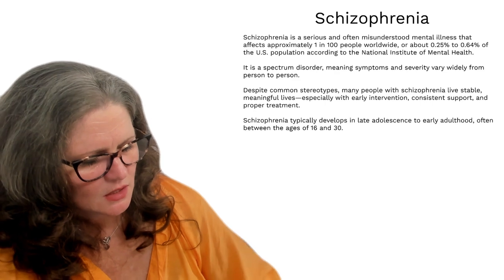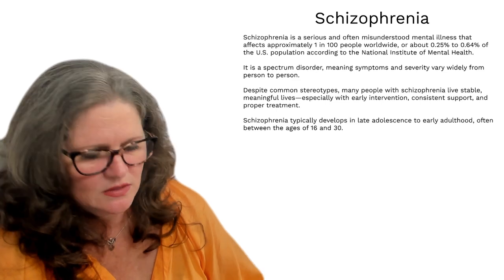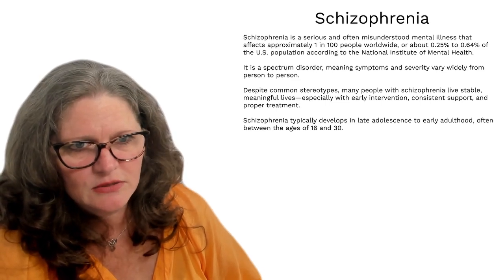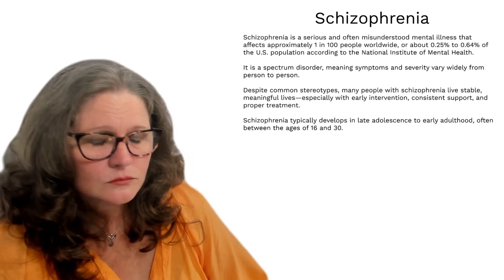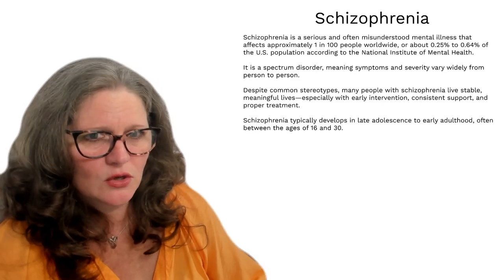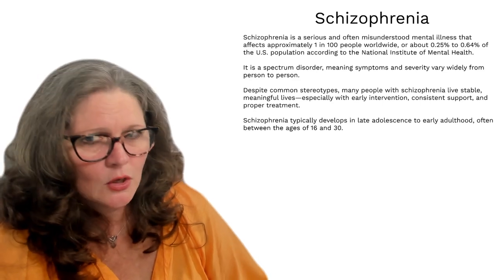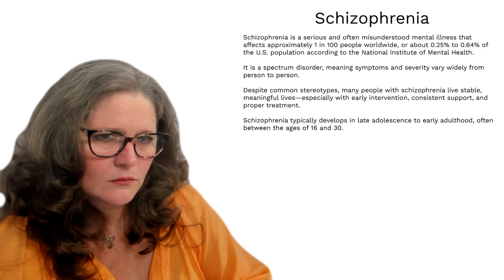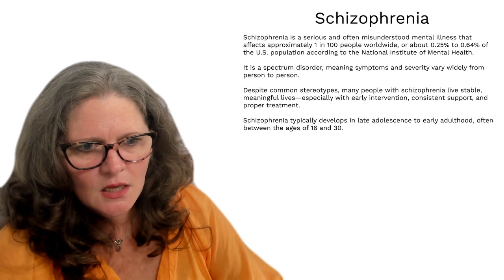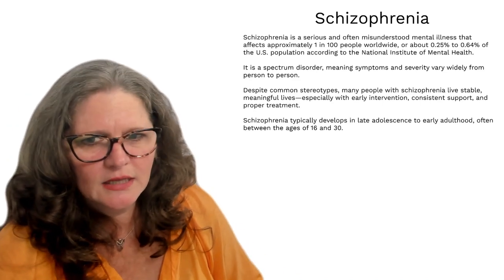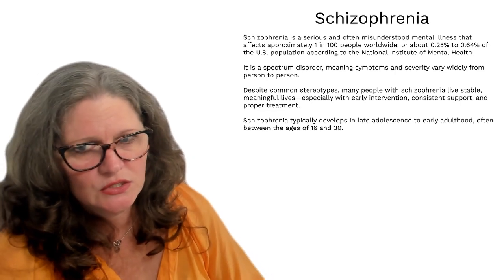Interesting, I think Hollywood has done us a disservice, and everyone with schizophrenia a disservice with some of the Hollywood stereotypes. Many people with schizophrenia live stable lives, especially with early intervention. They need quite a bit of support when they're having an episode of heightened schizophrenia. I was interested to learn that schizophrenia typically develops in late adolescence to early adulthood.